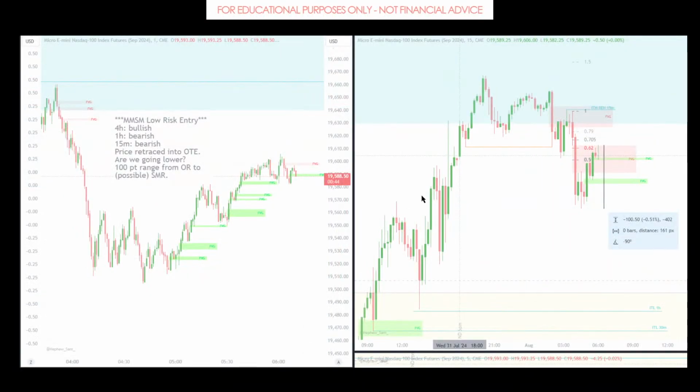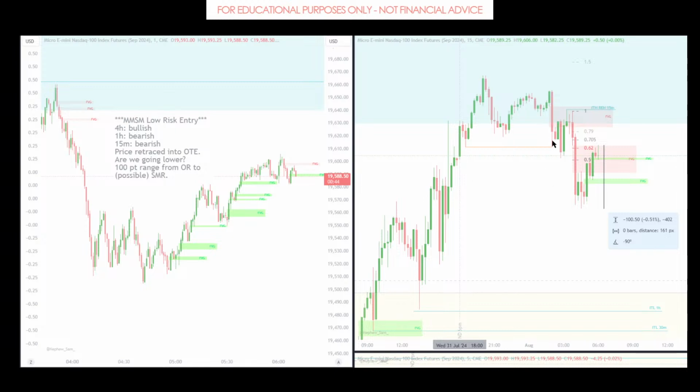Okay, so these are screenshots from earlier today, at about 6 something Eastern time, a market maker sell model, low risk entry. We're looking at a 1 minute chart on the left side and a 15-minute chart on the right side. The 4 hour was bullish, the 1 hour was bearish, price delivery that is, and the 15-minute was bearish.